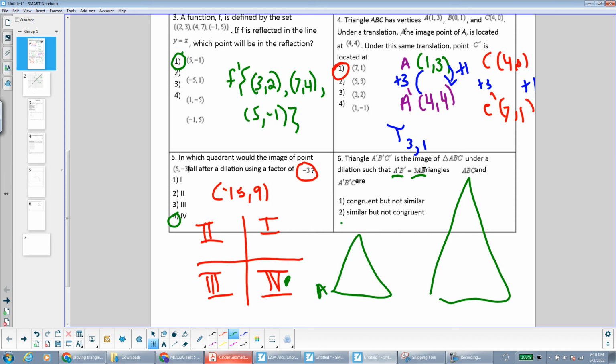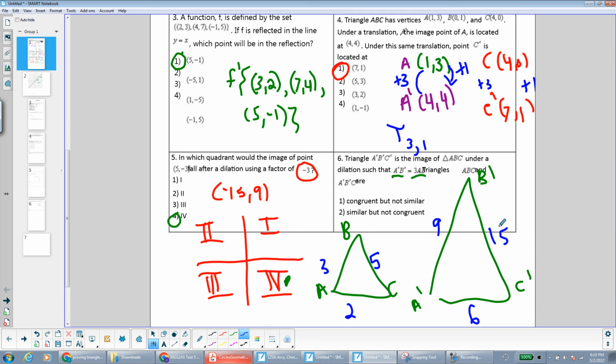So I'll call this ABC, and I'll call this A prime, B prime, C prime. Well, if I just make up numbers, if I say like this was 3, well, then this one's 9, according to what they tell us. If like this one was 2, then this one's 6. Sorry, I can't multiply today. Okay, and if this one's 5, this one's 15.